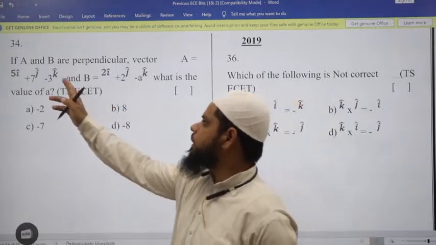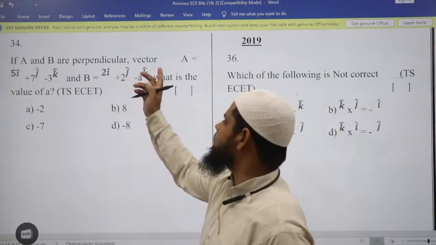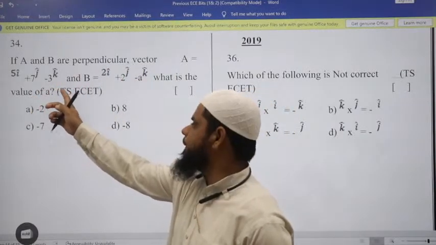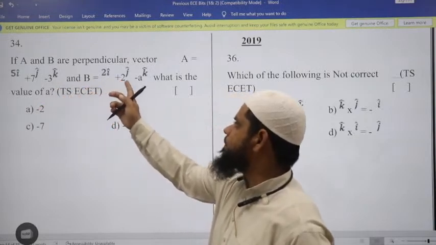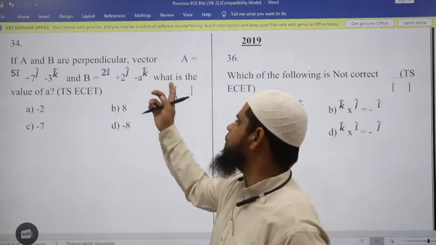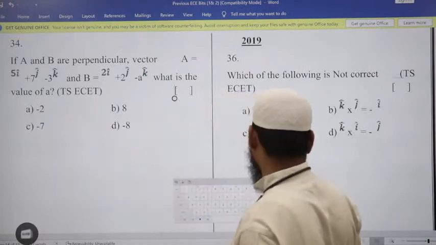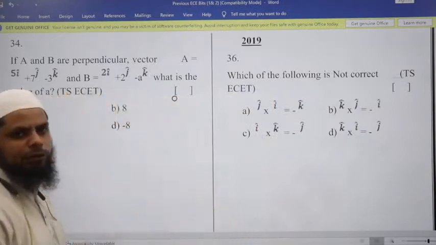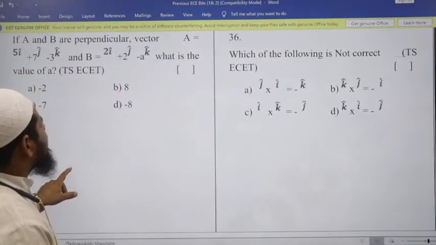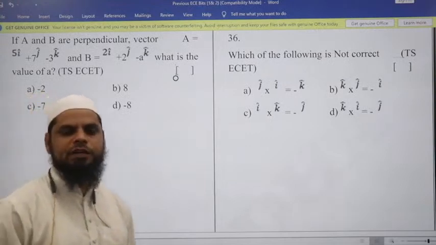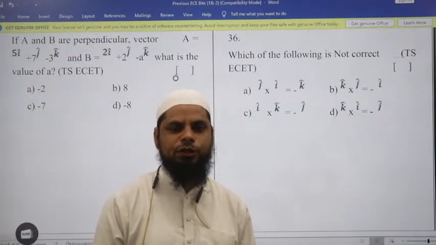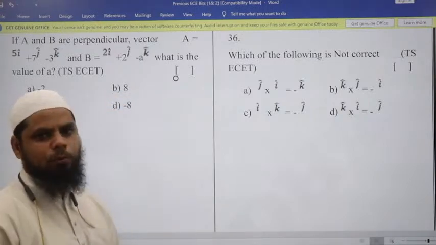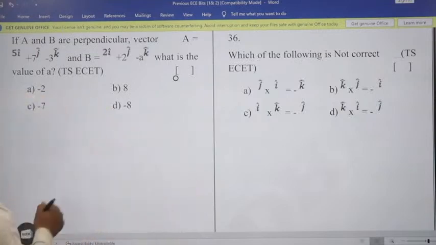Look at this. If a and b are perpendicular vectors, a is equal to 5i plus 7j minus 3k and b is equal to 2i plus 2j minus ak, then what is the value of a? And these two are perpendicular vectors. If two vectors are perpendicular, then their dot product is 0. So we'll go for the dot product and we can find out the value of a by equating the dot product to 0. So let us see.